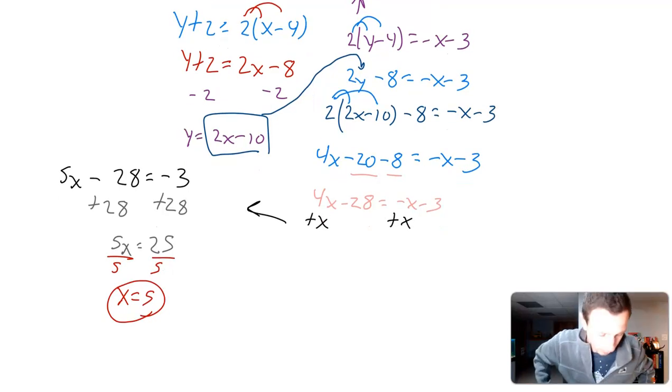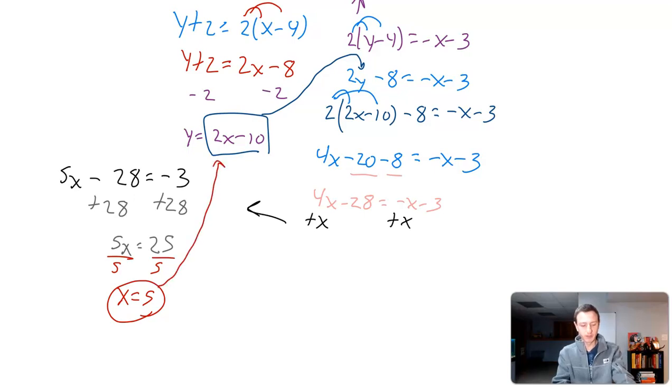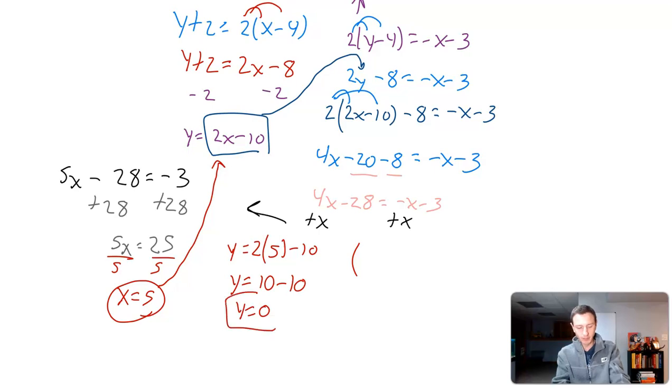Cool, that's working out. I have my x value now. All I have to do is substitute into here to get my y value. So y is equal to 2 times the x value of 5, minus 10. 2 times 5 is 10, minus 10 is 0, so y is equal to 0. The ordered pair solution then would be (5, 0), the x and our y.